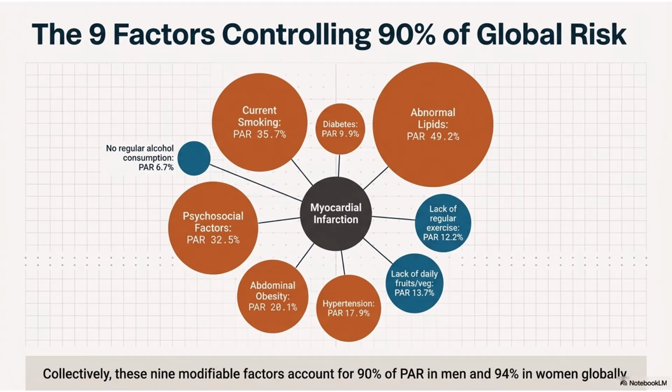That is why a factor can become extremely important globally, even if its individual effect is moderate, as long as it is very common. Okay? So if you look at abnormal lipids, for example, this has a very large PAR, around 49%. What does that mean? That means abnormal lipid patterns explain a huge portion of myocardial infarction burden worldwide. Current smoking, for example, also has a major PAR, around 36%. Psychosocial factors are also striking, around 32.5%.